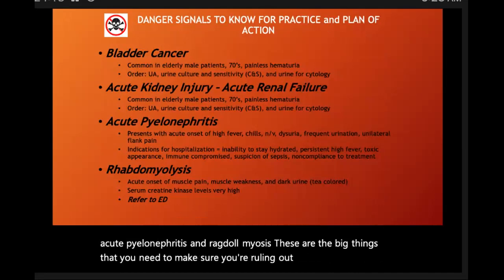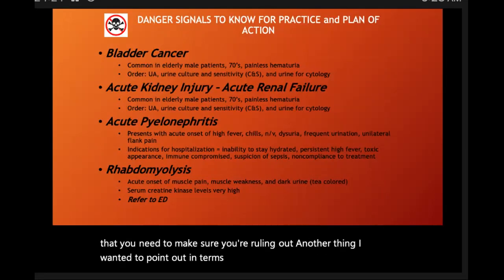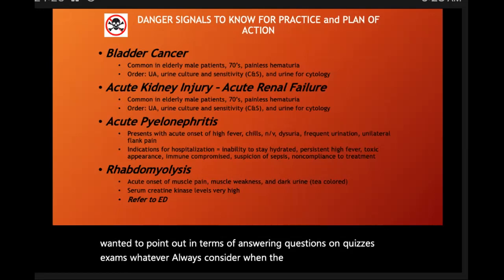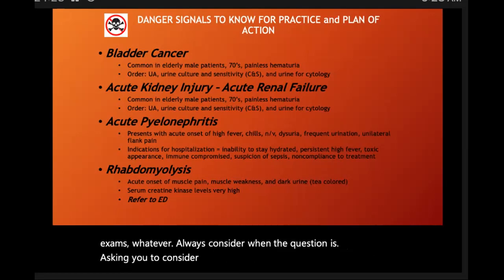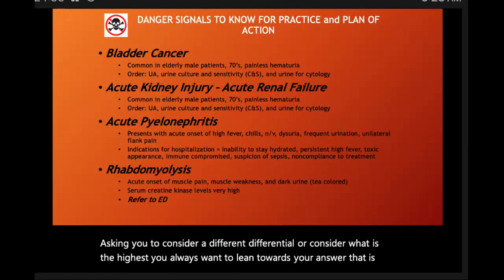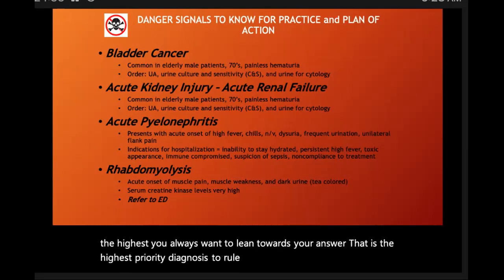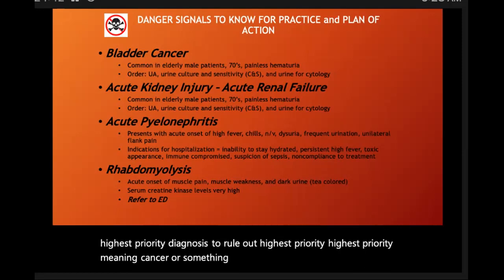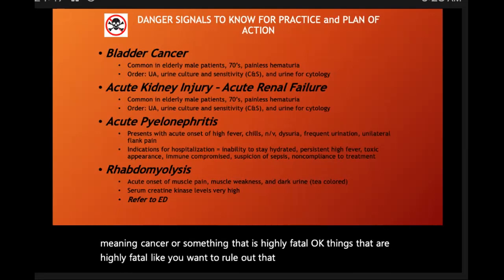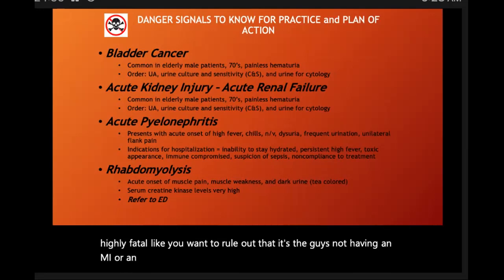Another thing I wanted to point out in terms of answering questions on quizzes, exams, whatever: always consider when the question is asking you to consider a different differential or what is the highest. You always want to lean towards the answer that is the highest priority diagnosis to rule out. Highest priority meaning cancer or something that is highly fatal, like an MI or an aortic aneurysm, anything severe that could lead to death.